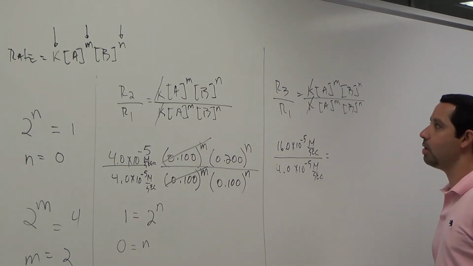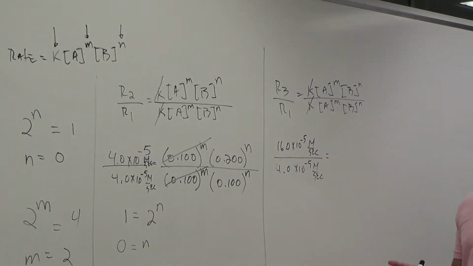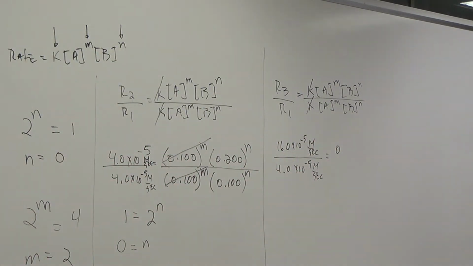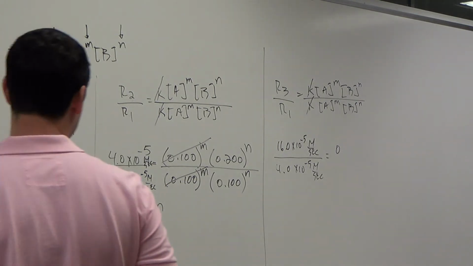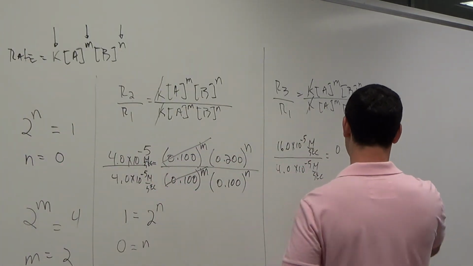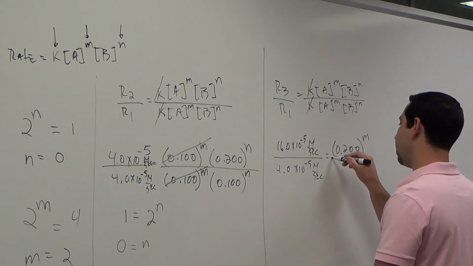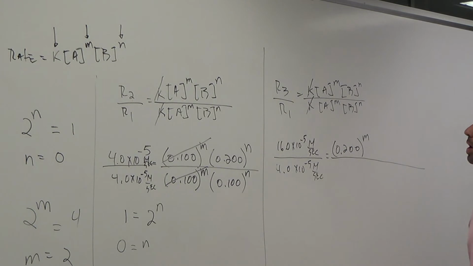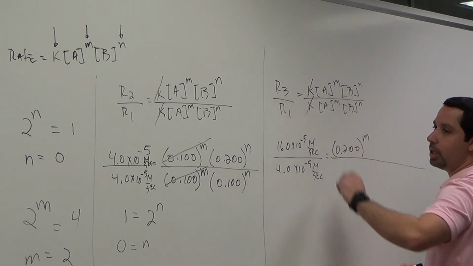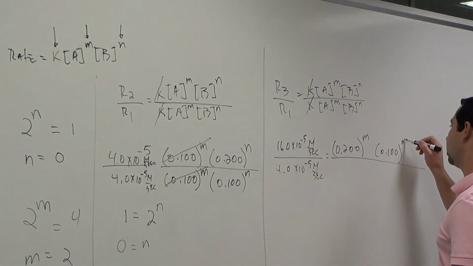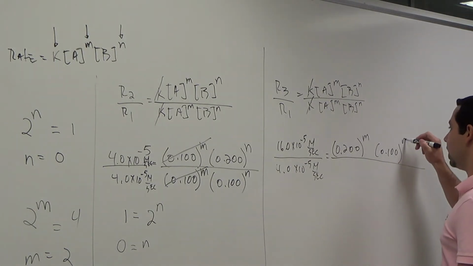The rate cancels out. What is the concentration of A for rate 3? Here's A, yes? Here's rate 3, that's that number. So 0.2 you said. Is that raised to a power? Yes, the n power. And what is the concentration of B for rate 3? 0.1, to the n power.